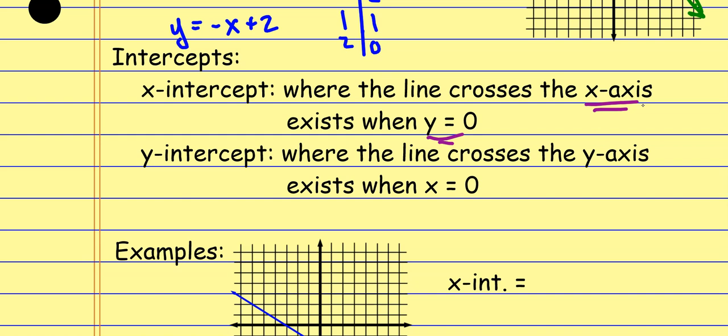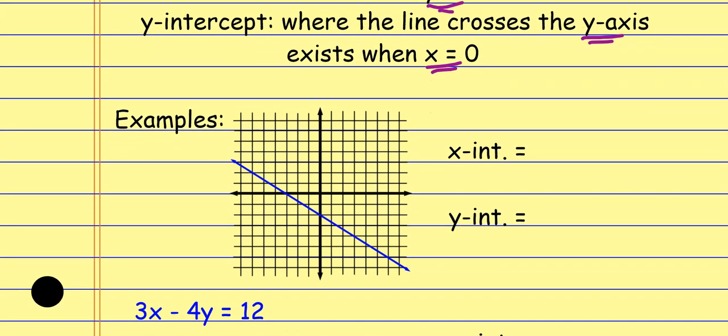Likewise, the y-intercept is visually where it crosses the y-axis. It's where it touches that vertical number line. And then it exists when x equals 0. I find it by plugging a 0 in for x. All right? And this isn't just true for lines. This is true for any function that we'll ever graph. Any function we ever graph, the x-intercept is where it crosses the x-axis, and we find it by plugging a 0 in for y. Any function that we'll ever graph, the y-intercept is where it crosses the y-axis, and we find it by plugging a 0 in for x. Okay? And once again, the relationship here is the x equals 0, the equation of that line is the y-axis. Okay? So keep that in mind.